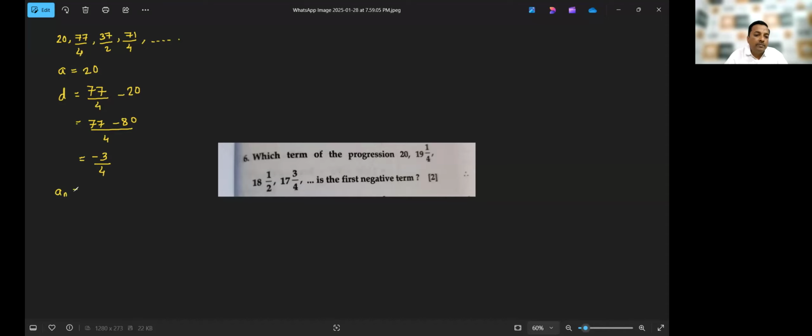Which term is it? It should be negative. A plus n minus 1 and D. The value of A is 20. We have to find that term n. And D should be minus 3 by 4.